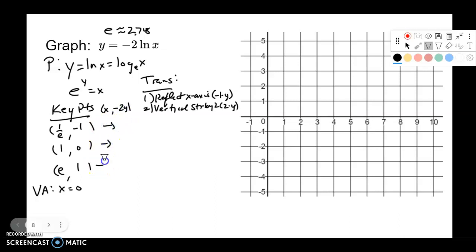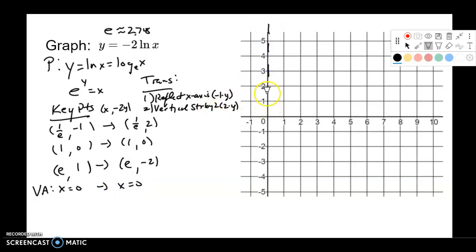Let's see where we end up. The x's stay the same, so we have 1 over e still. -2 times -1 is 2. Then 1 stays the same, and -2 times 0 is still 0. And e stays the same, so (e, 1) becomes (e, -2), since 1 times -2 is -2. The x's stay the same, so that vertical asymptote at x equals 0 stays there. It doesn't move. So let's graph that first.